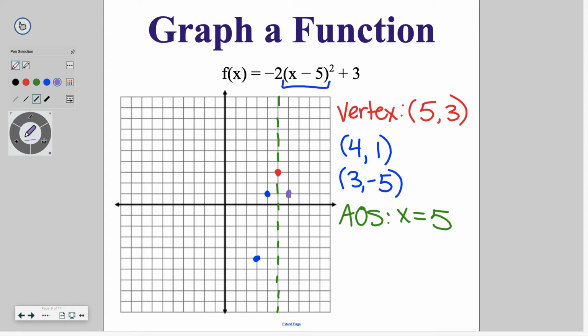So my 4, 1 becomes a 6, 1. My 3, -5 becomes a 7, -5. And that's how we get the other half of the graph. Then, this usually is the tricky part for people. I see a lot of people who start graphing and their graphs look like that. It comes to a point.